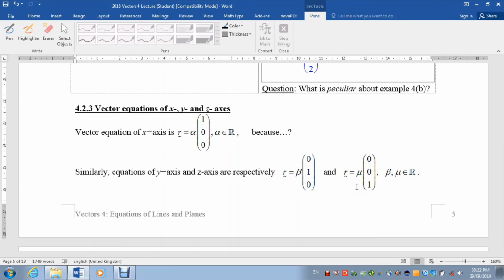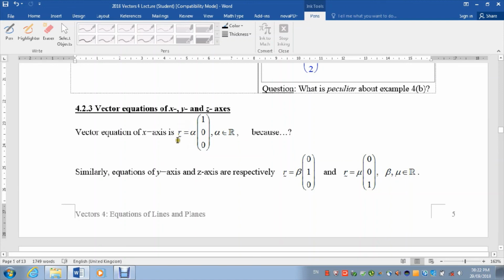We mentioned that the vector equation of a line consists of the position vector of a fixed point on the line plus lambda times a direction vector that is parallel to the line. In this case, 1, 0, 0 is parallel to the x-axis. So this one for sure, we know this is the line that is parallel to the x-axis.